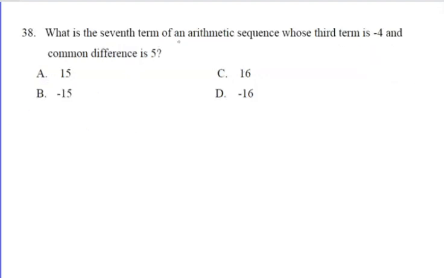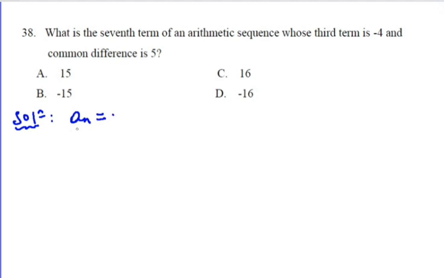What is the seventh term of an arithmetic sequence whose third term is -4 and common difference is 5? So it's about an arithmetic sequence. Here we need to know the properties of an arithmetic sequence. A sequence is said to be an arithmetic sequence if the difference between the consecutive terms is a constant. We also need the formula for the nth term of an arithmetic sequence.